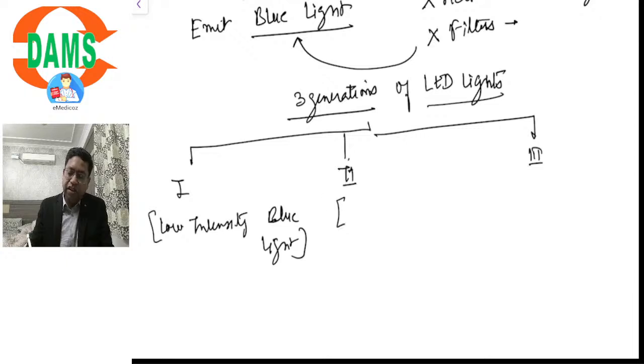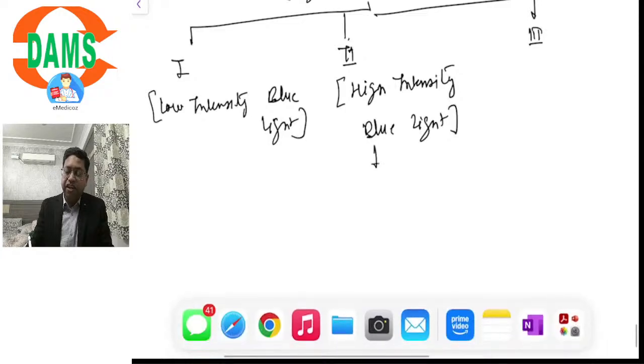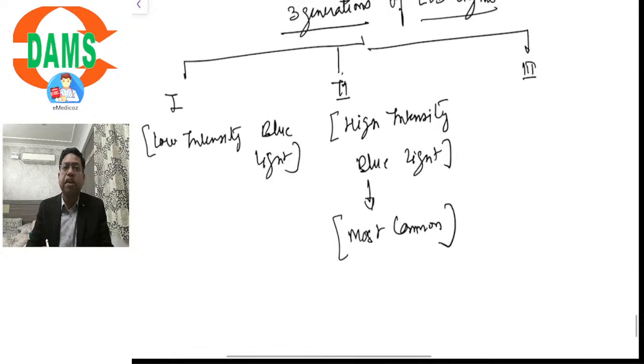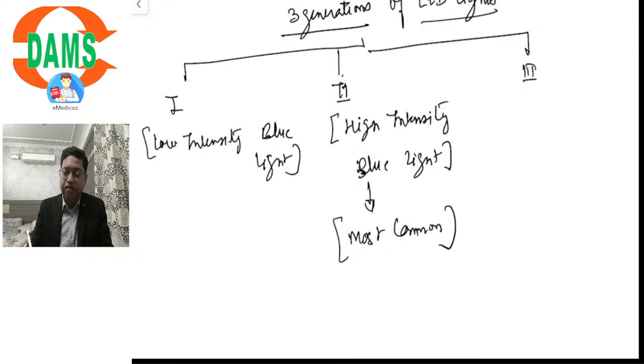The second generation has high intensity blue light. They are the lights which are currently used. The most common type of LED lights are the second generation. Okay, they emit high intensity blue light that cures the composites very well. Then there are certain third generation LED lights. Third generation emit both blue light and UV light.